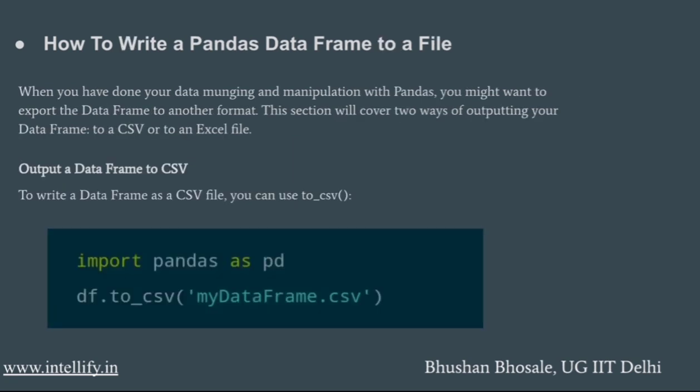Okay, now how to write a pandas data frame to a file. When you have done your data munging and manipulation with pandas, you might want to export the data frame to another format. This section will cover two ways of outputting your data frame to a CSV or an Excel file. First we will see how to output a data frame to a CSV file. What is a CSV file? It is a comma separated values file. So to write a data frame as a CSV file, you can use the to_csv function.